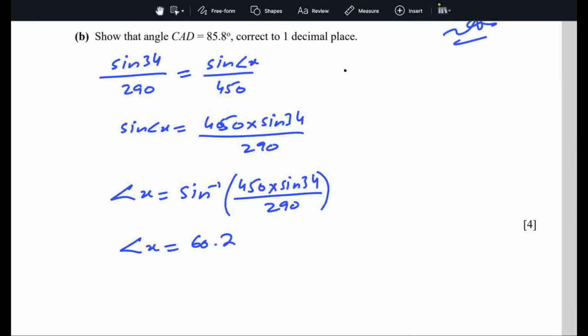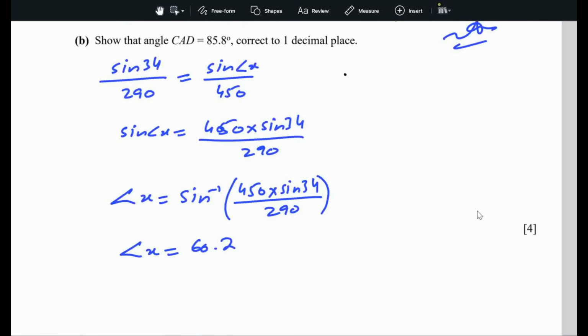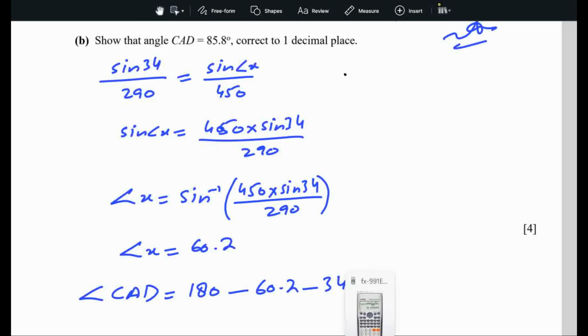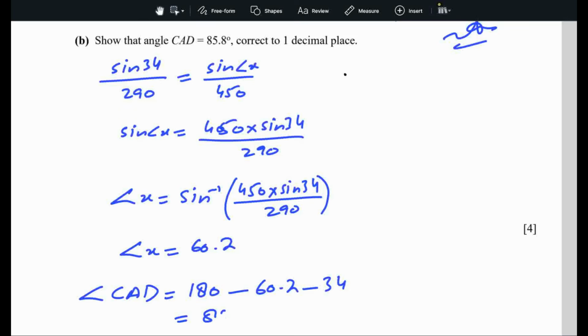Now what we have to do is find, let's say, angle CAD. So angle CAD will be equal to 180 minus 60.2 minus 34. So 180 minus answer minus 34. So this will be equal to 85.8.